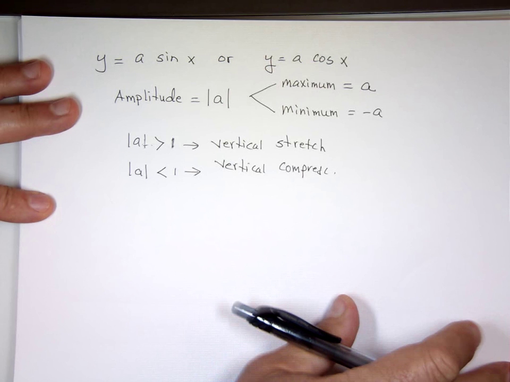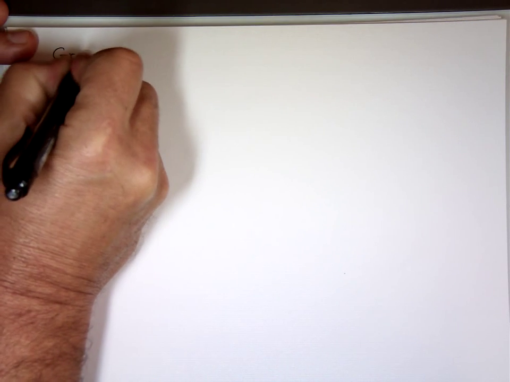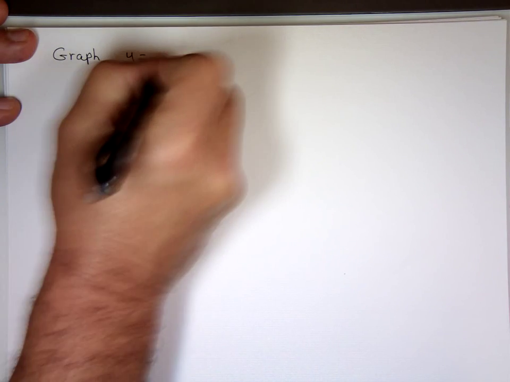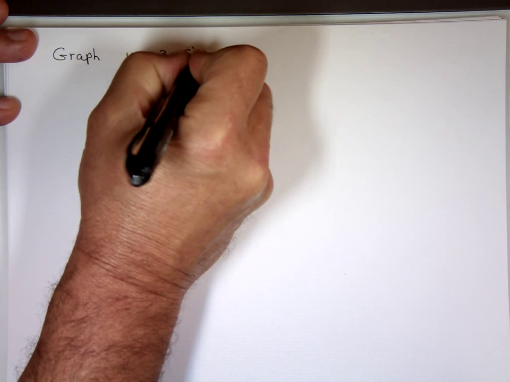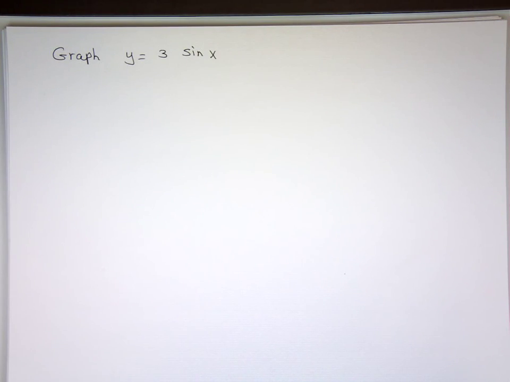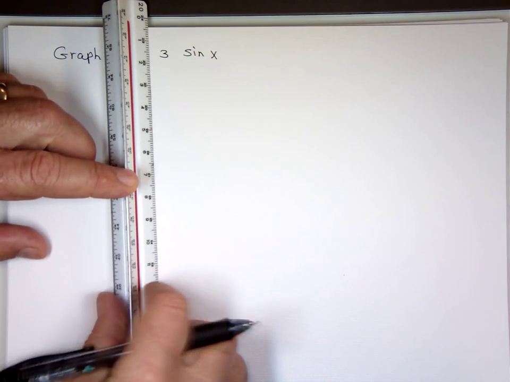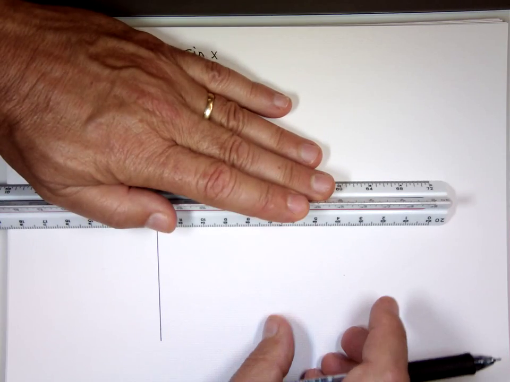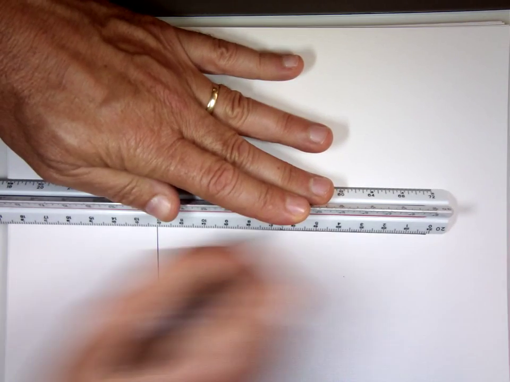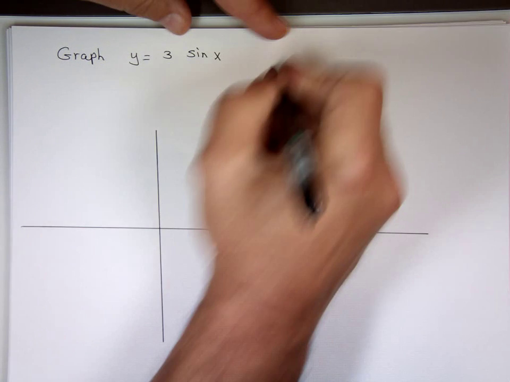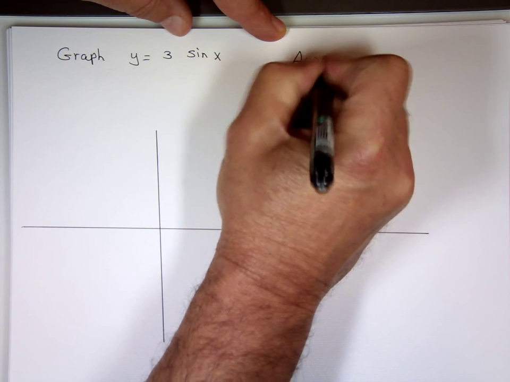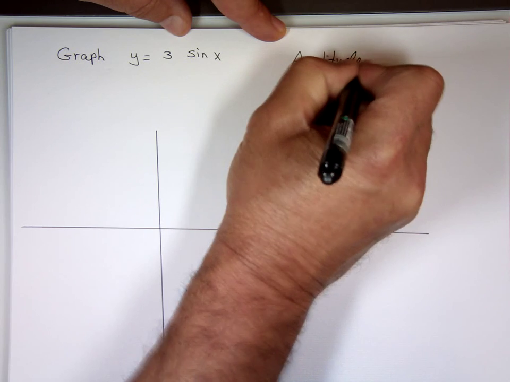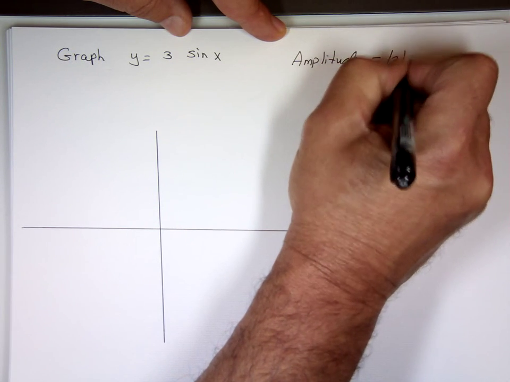Let's say I come in and say, can you graph y equals, here's my question, graph y equals 3 sine of x. What is my amplitude? My amplitude is the absolute value of 3, which is what? 3.